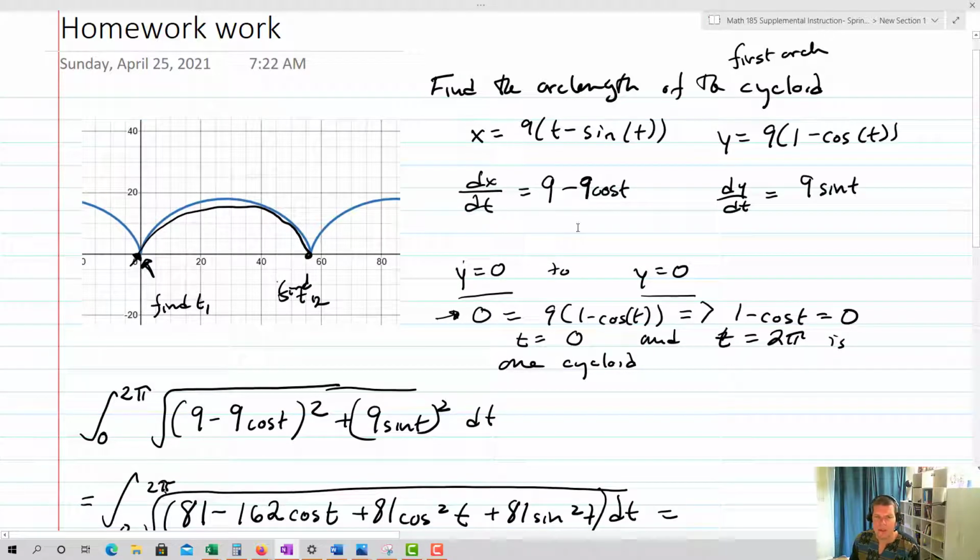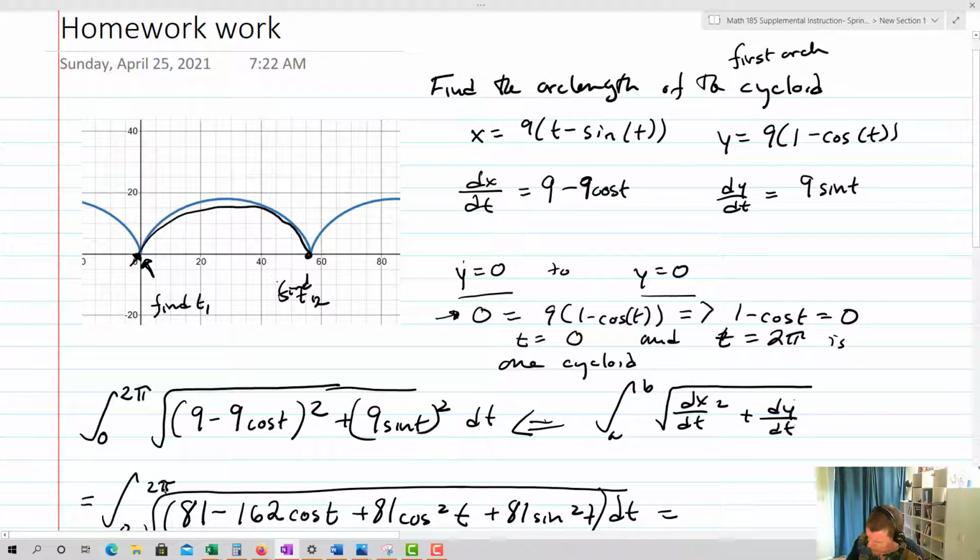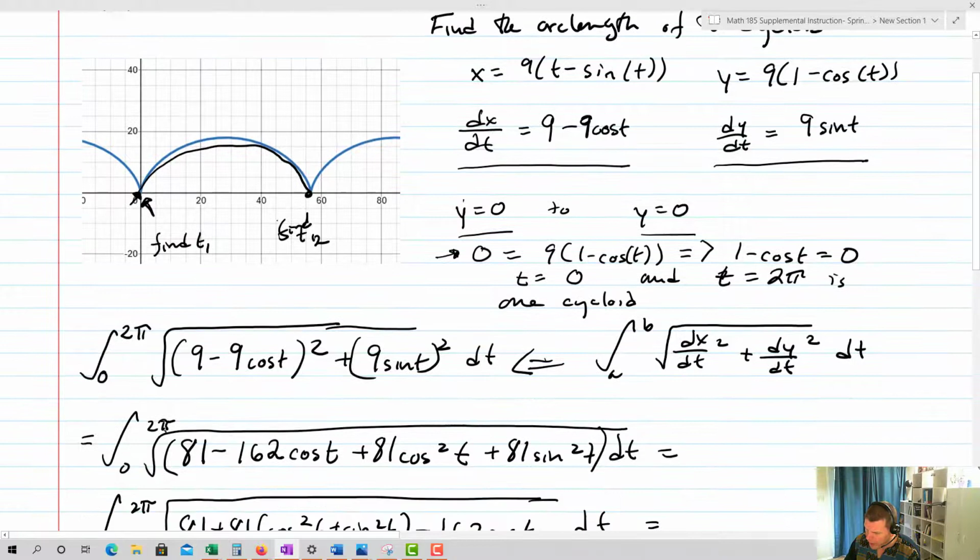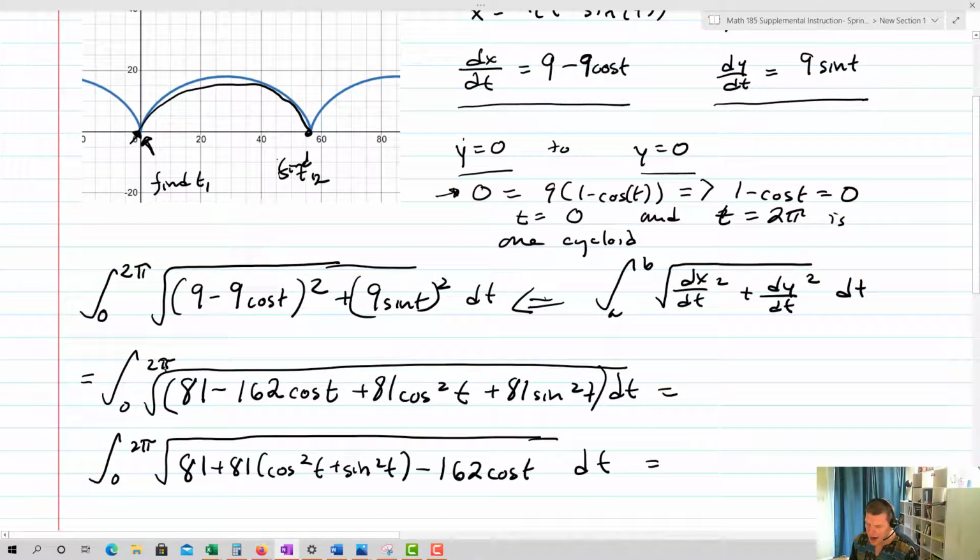Now what we need is our arc length formula, and I already did it right here, but I'll remind you: the arc length formula is the integral from a to b of the square root of (dx/dt) squared plus (dy/dt) squared, dt. And so that's what I did. I found dx/dt and dy/dt for our x and our y respectively, put those in, and squared each one of them. And now, when I simplify, I end up with this.